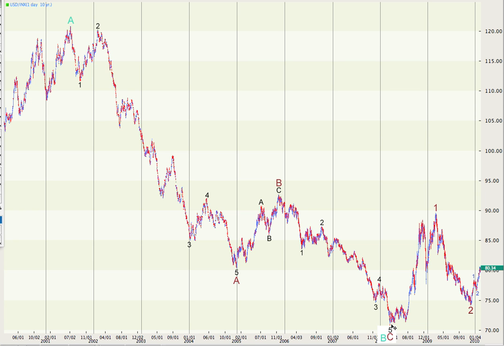Technically we could get right down to this point at the beginning of 1 here, which was 70.7, but this structure is already complete. It already has a nice long expanded C. It's already a 3-wave structure that's complete, and we've had a significant turn up now. I don't expect a trend change.